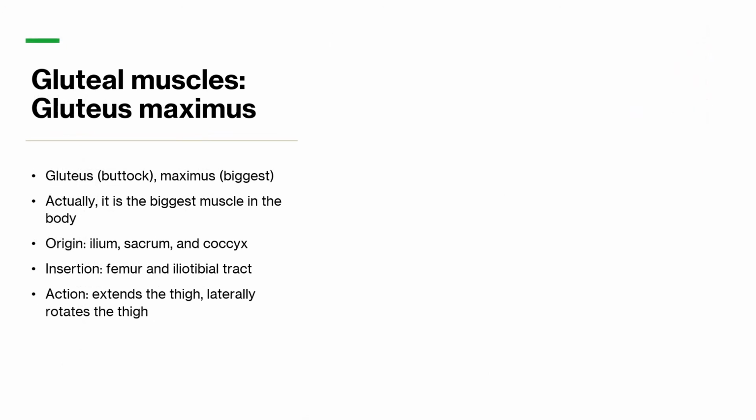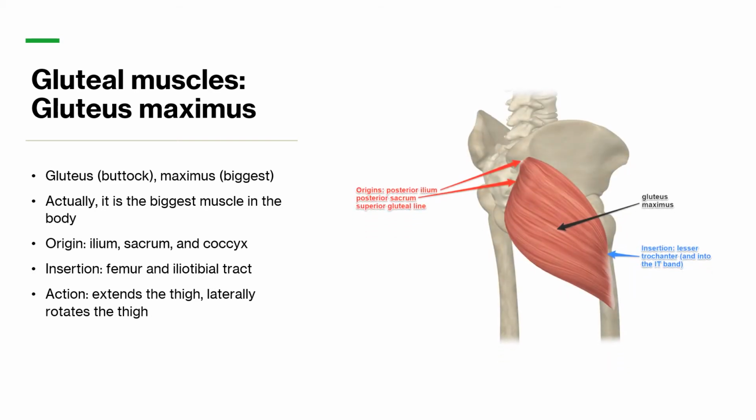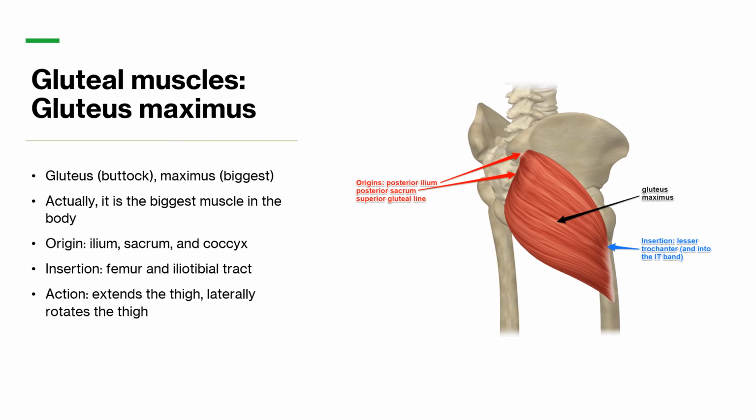Gluteal muscles. Gluteus maximus. Gluteus means buttock, or that ass though, but only in a scientific sense. I just wanted to say that. Maximus means biggest. And actually the gluteus maximus is the biggest muscle in the body. It originates from the ilium, the sacrum, and the coccyx, and inserts on the femur and the iliotibial tract.